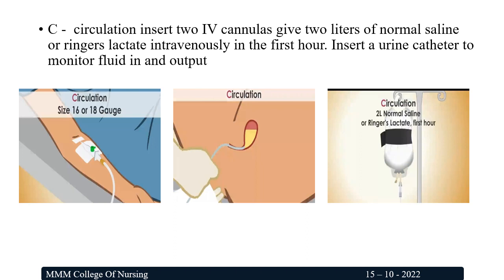So we insert an IV cannula of size 16 or 18, so that you can rush the fluids, because we have to give 2 liters of normal saline or Ringer's lactate in an hour. So you should always prefer the bigger cannulas, size 16 or 18 gauge. Then you have to rush the Ringer's lactate or the normal saline. Then also you have to drain the bladder by inserting the Foley's catheter, and hourly urine output should be maintained.